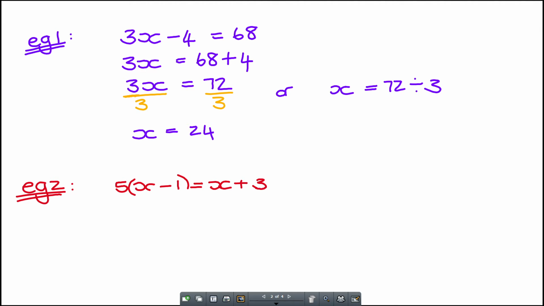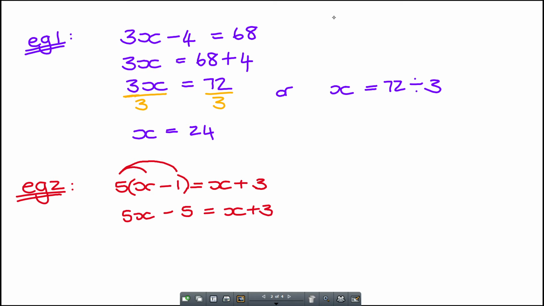Okay, now let's look at the next one. Example 2. 5 bracket x minus 1 equal to x plus 3. My first step is BODMAS. So meaning get rid of the bracket. So I'm going to multiply in. 5 times x is going to give me 5x. 5 must also be multiplied with a minus 1. And that gives me minus 5. The right-hand side is going to stay like it is.